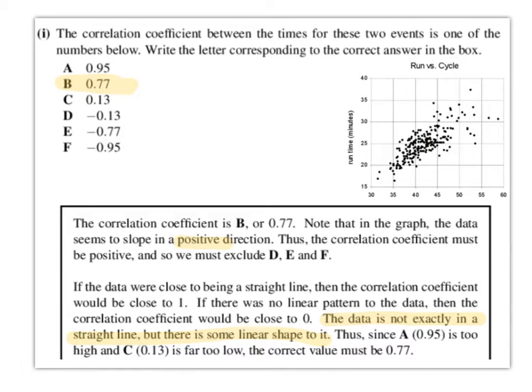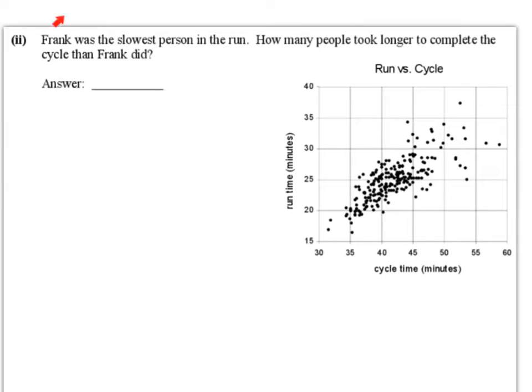So we want a number somewhere in the middle. So it must be 0.77. 2. Frank was the slowest person in the run. How many people took longer to complete the cycle than Frank did?